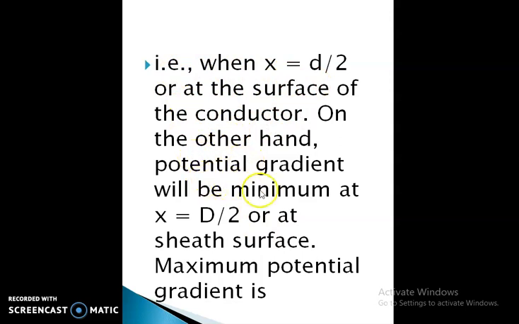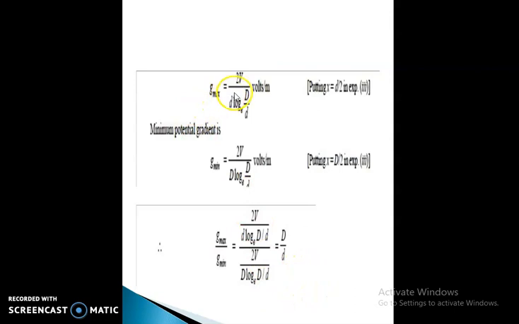On the other hand, the potential gradient will be minimum when x is equal to D/2 or at the sheath surface. Maximum potential gradient gmax = 2V/(d loge(D/d)), putting x equal to d/2 in expression 3. Minimum potential gradient gmin = 2V/(D loge(D/d)) volt per meter, putting x equal to D/2. The ratio gmax/gmin = [2V/(d loge(D/d))] / [2V/(D loge(D/d))] = D/d.